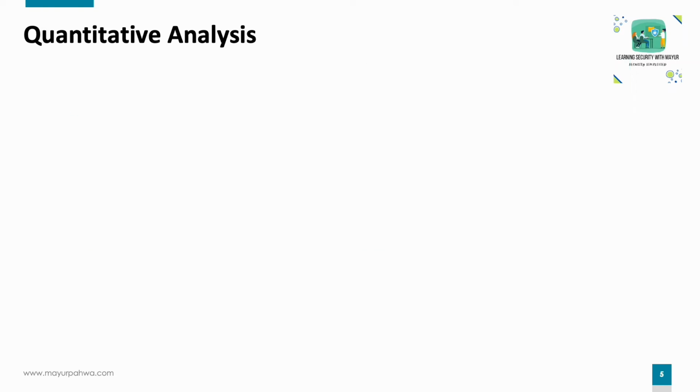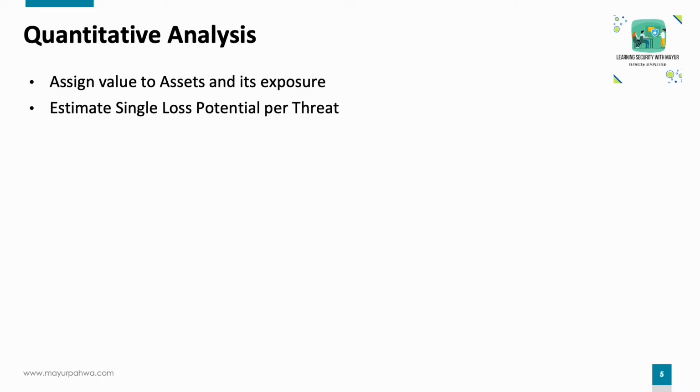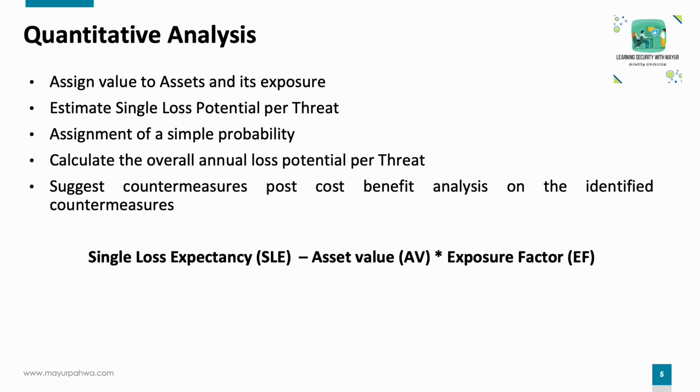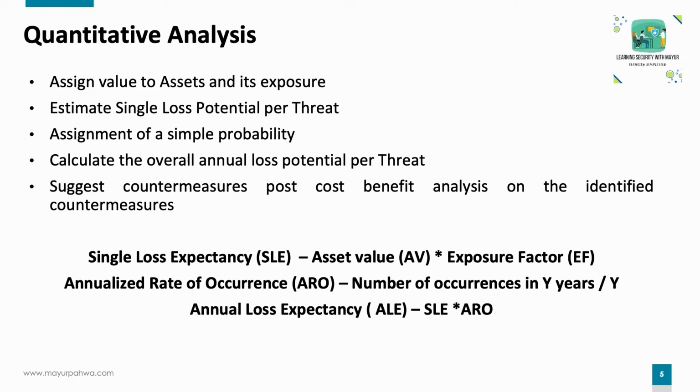See, if you remember the episode where we discussed risk assessment, the first step was to gather the asset values. This analysis builds on that and has mathematical equations to calculate various aspects. The steps in this analysis are: assign value to assets and its exposure, estimate single loss potential per threat, assignment of a simple probability, calculate the overall loss potential per threat, and finally suggest countermeasures, post cost benefit analysis on the identified countermeasures. See, let's understand the meaning of each term.